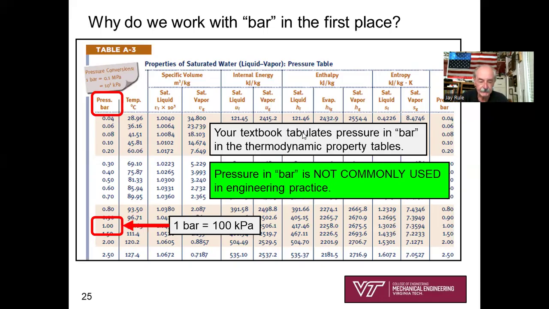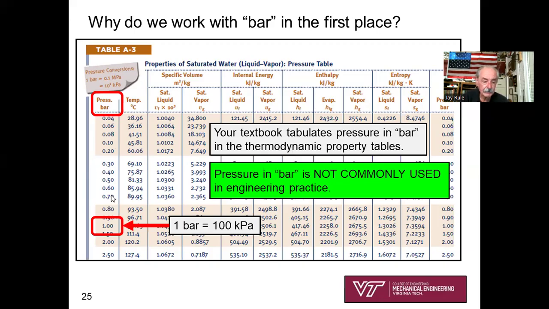And here's the reason. As you get into chapter 3, you're going to be going to the back of the book to various property tables. This example would be called steam tables. A little bit more on that later. But recognize the left-hand column. The units of the left-hand column are bars.